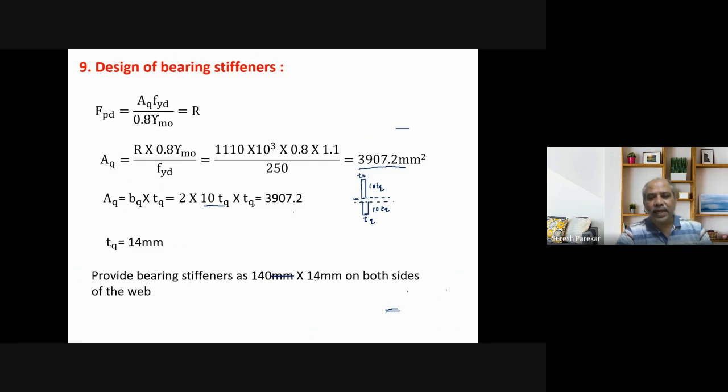Now we have the outstand as 10 tq, so this value is 10 into 14, that is 140 millimeters, and this is symmetrical as an end bearing stiffener. It will be on both sides of the web, as mentioned here. When it is symmetrical with the web, we have to take the moment of inertia about the center of the web.